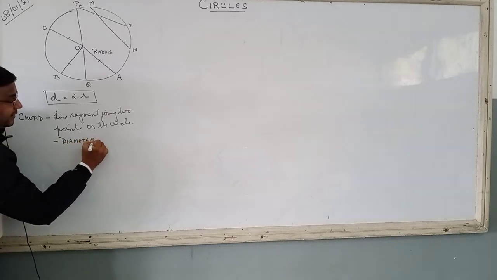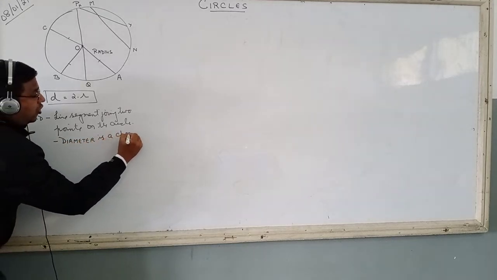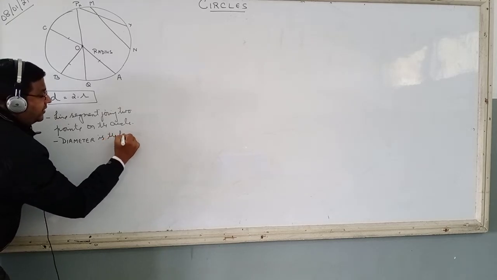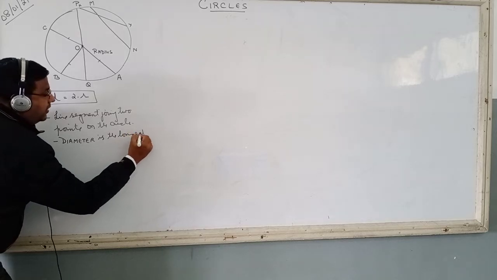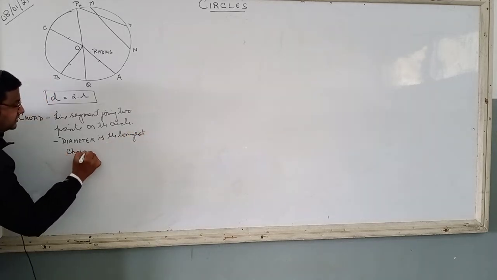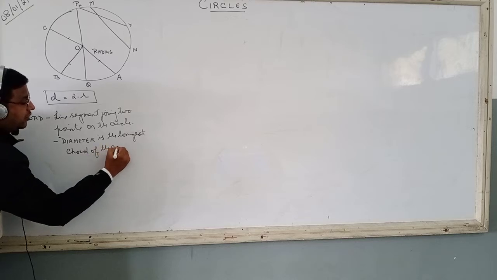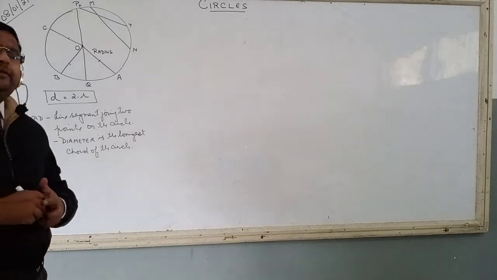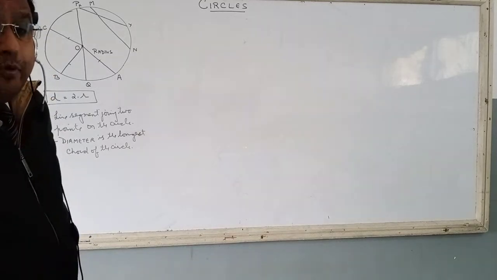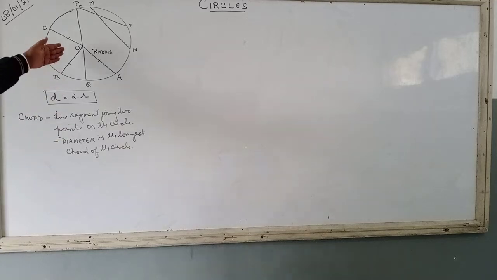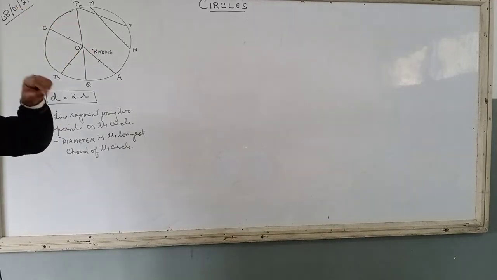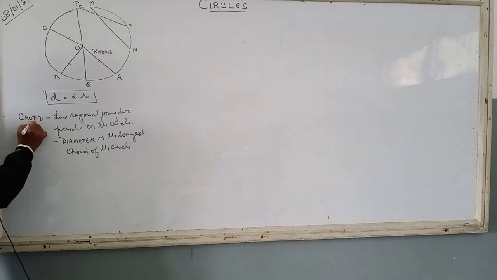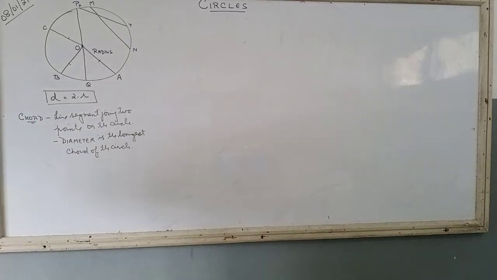Diameter is a chord, or in other words, let us discuss it now, the longest chord of the circle. Longest chord of the circle. Clear? How it is longest, we shall prove it in our theorem portion. Not to worry. So, radius, diameter, chord. In this class 9, we are going to discuss about properties of this chord. Correct?